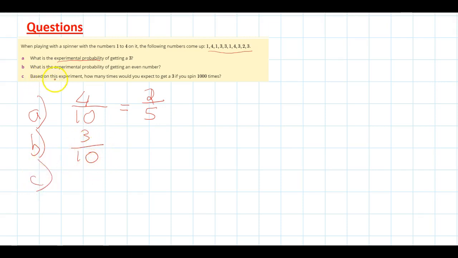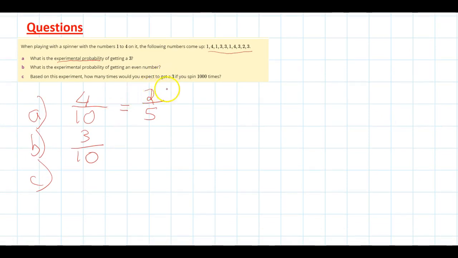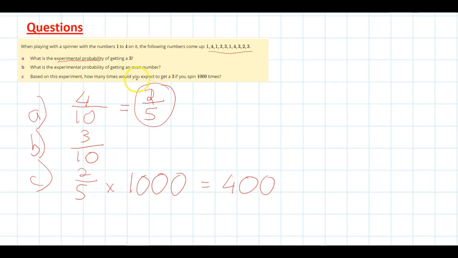Now this last one: based on this experiment, how many times would you expect to get a 3 if you spin 1,000 times? Here we're going to use our expected number rule. Remember, it is the probability times the number of trials. We've already looked at the probability of a 3, which is 2/5. We're going to multiply that by 1,000, and we know our answer for that is about 400. So when you have the expected number, if you read this question, you then need to multiply the probability, which we worked out in part A, by 1,000. This helps us get an answer for larger experiments that we do.